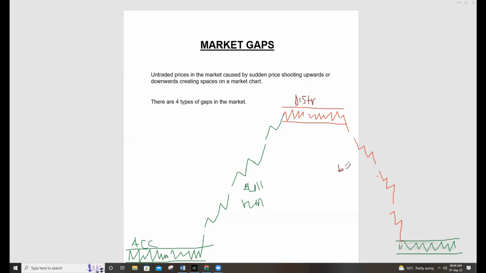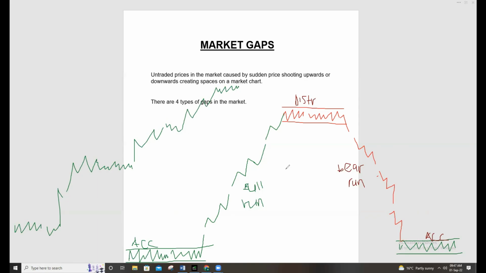Now, this is the most ideal. Sometimes this won't happen all the time. So we may accumulate, then run, then consolidate a little bit, then break out again, run, accumulate a little bit, run, then distribute and repeat the same in reverse. So this is textbook, but this is what you're going to see mostly.